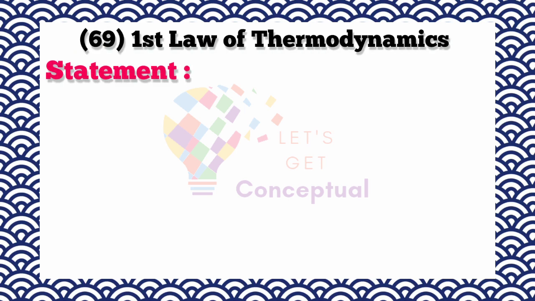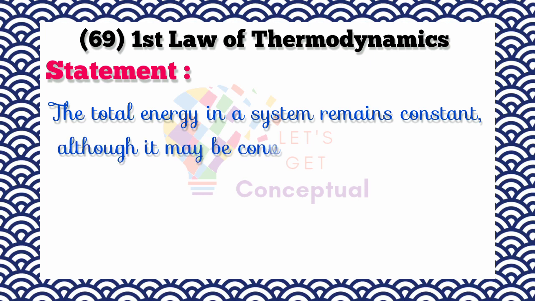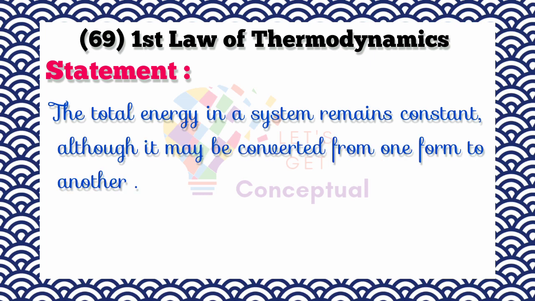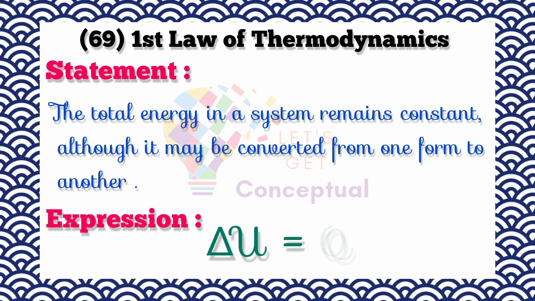Number 69. First law of thermodynamics. Statement: the total energy in a system remains constant although it may be converted from one form to another. Expression: ΔU equals Q minus W.